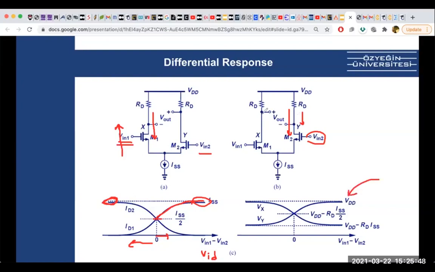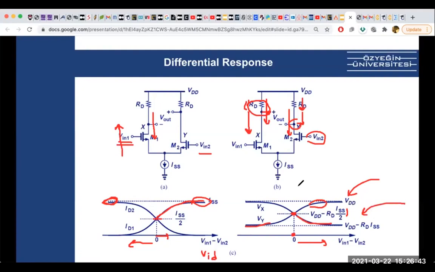And this one shows the output voltage. When these inputs are the same, we are at this point, Vin1 minus Vin2 is 0, and the output will be here, which is VDD minus this resistance times ISS over 2. When this branch gets stronger, going to this side, there will be more current going through here. Because there will be more current going through here, this Vx will get smaller, because there will be more voltage drop here. But Vy will be bigger, because there will be less current here. So this is the characteristic.